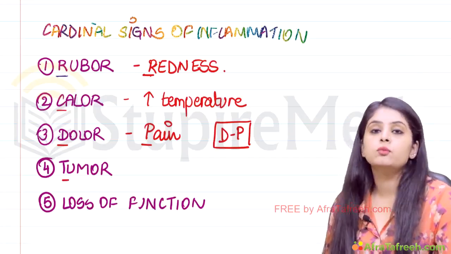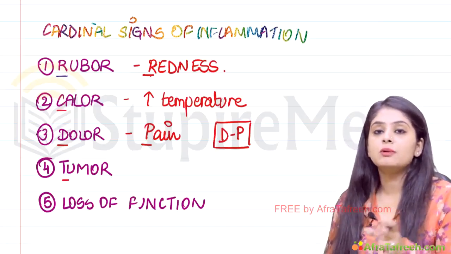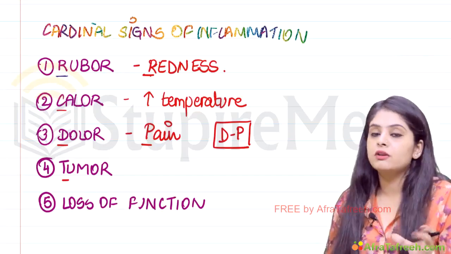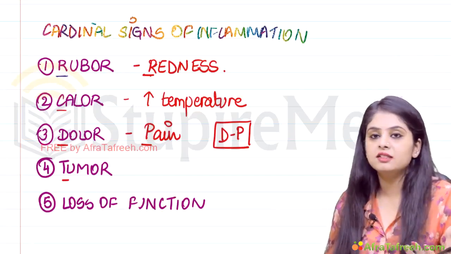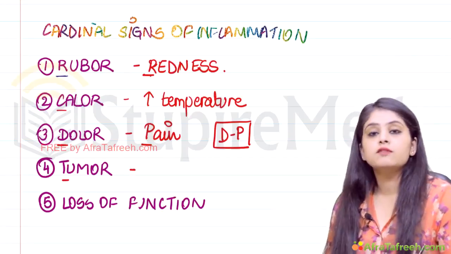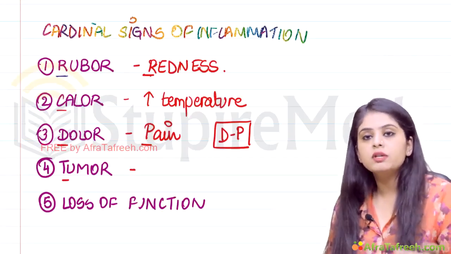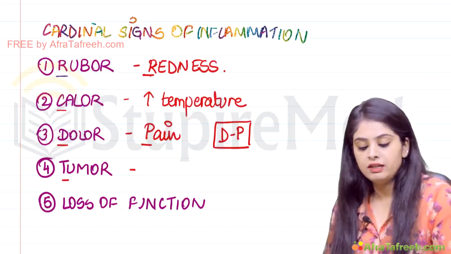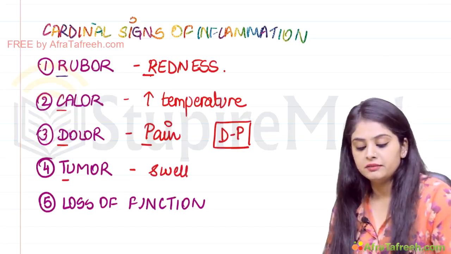Next we have tumor. Now students, we are talking about inflammation. We are not talking about some cancer, some malignancy. What is tumor doing over here? Please do not confuse it with some cancer. Tumor in this cardinal sign only means some swelling.